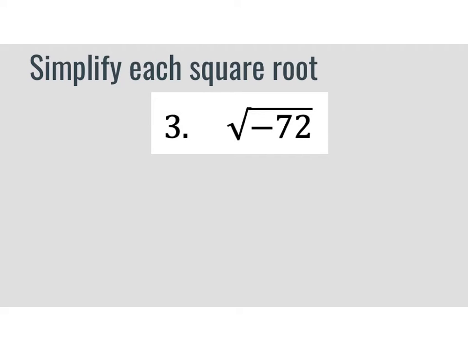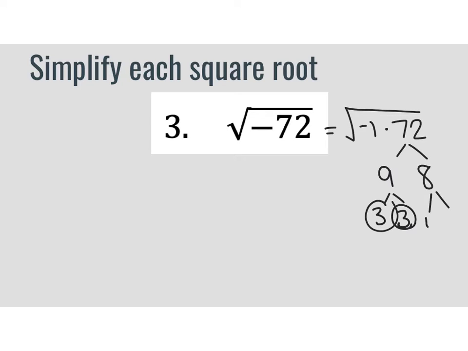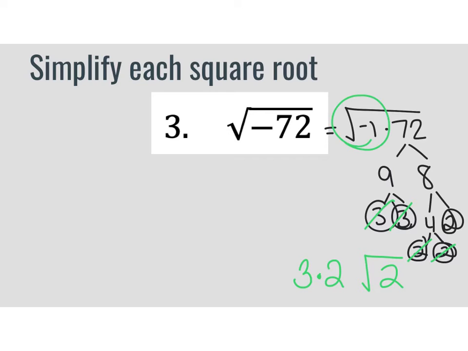This one is going to be the square root of negative 1 times 72. And again, 72 is irrational, so I'm going to break this down into my primes. 8 splits into 4 and 2. 4 splits into 2 and 2. So I'm looking for pairs. I have a pair of 3s, so the square root of 3 squared is 3. I have a pair of 2s. The square root of 2 squared is 2. I have a leftover 2 that stays under the radical sign, and then the square root of negative 1 is i, for a final answer of 6i root 2.